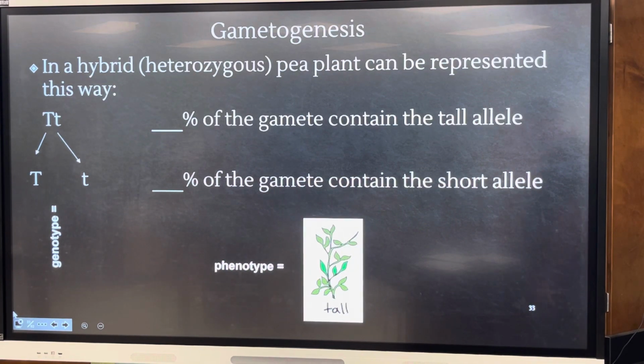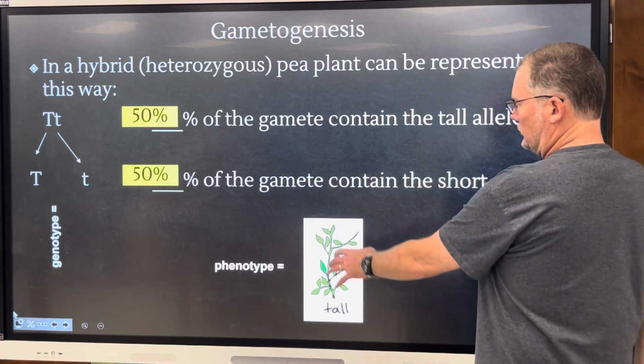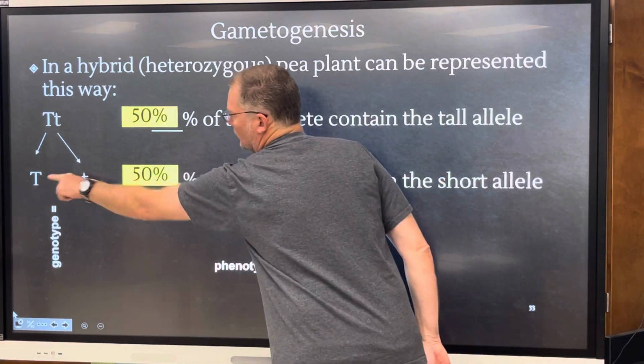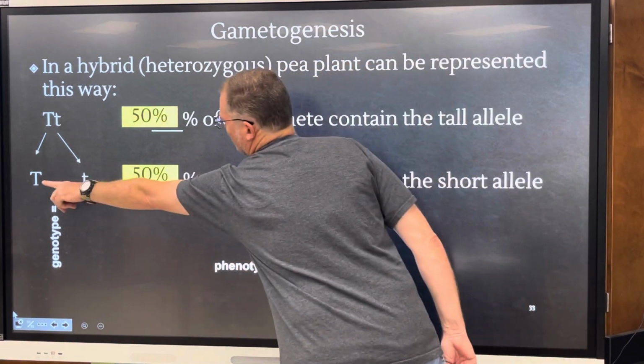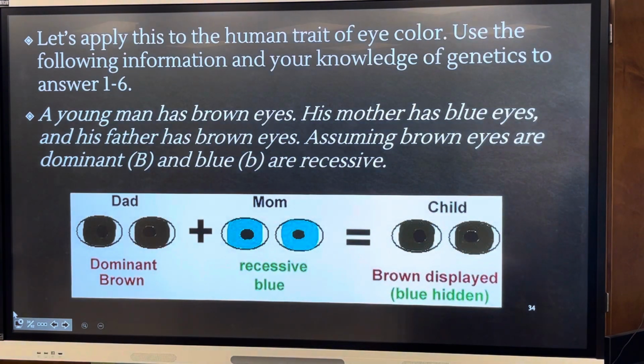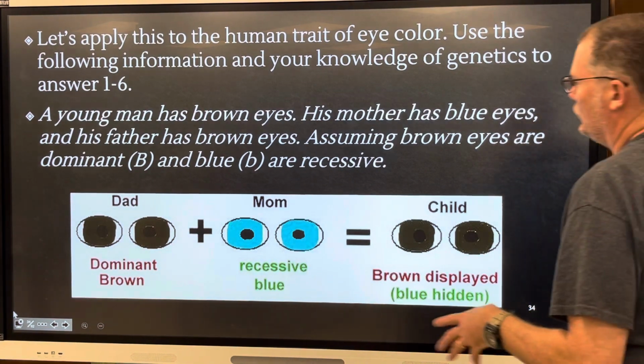And in a hybrid, heterozygous pea plant it is 50-50, right? They're still all going to be tall because of the dominant gene, but their genotype is going to be half short, half tall allele. So 50-50.